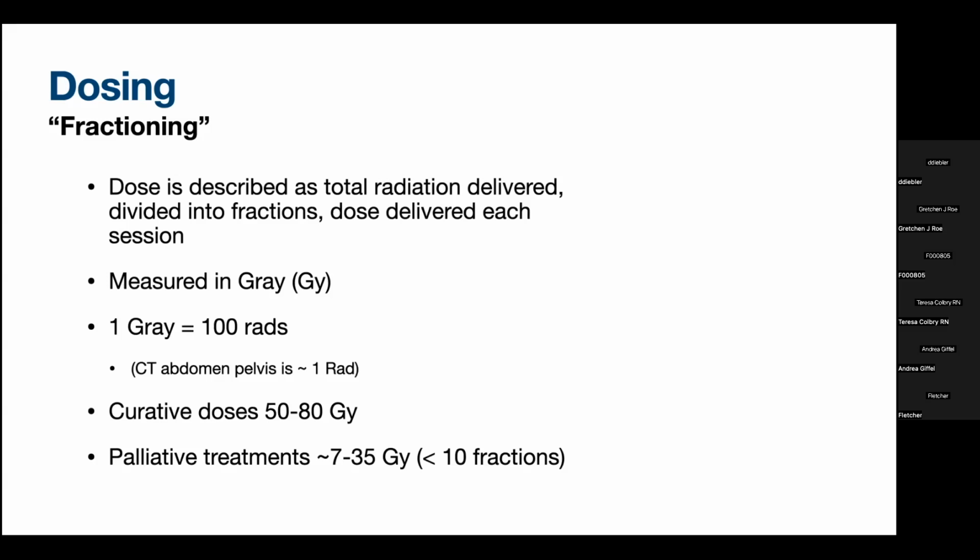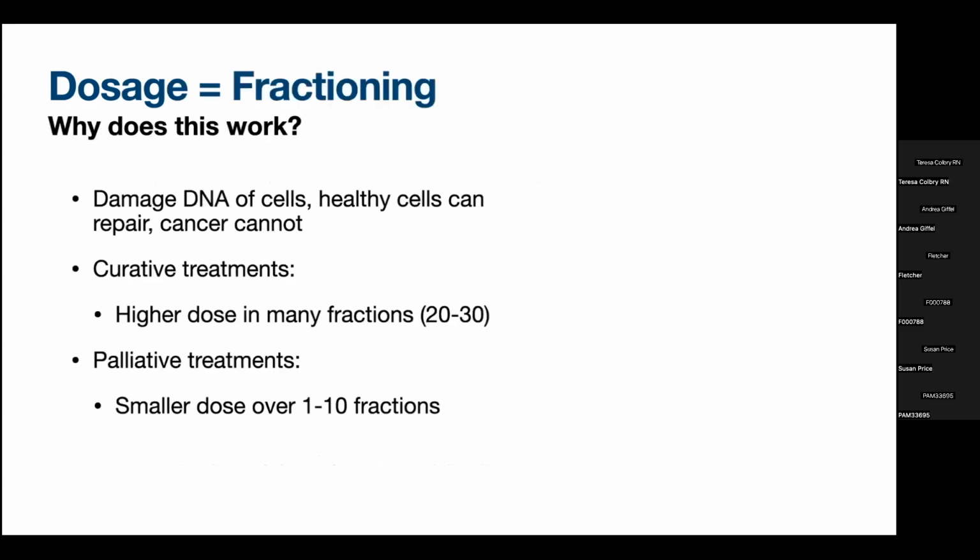Curative doses are often in the range of 50 to 80 gray on one resource that I looked at, and then palliative treatments being less, in the 7 to 35 gray and less than 10 fractions. So why does fractioning work? Well, there's a principle of we want to damage the DNA of the cancer cells and then try and spare the healthy cells. That is often not avoidable. And so we take advantage of the fact that the healthy cells have the normal repair mechanisms in place and cancer cells really don't.